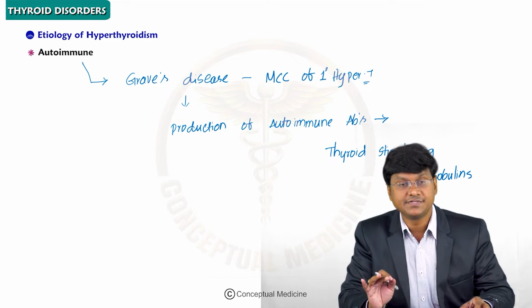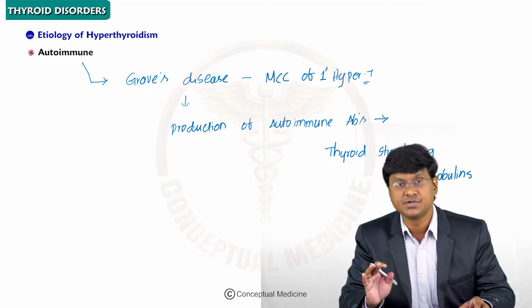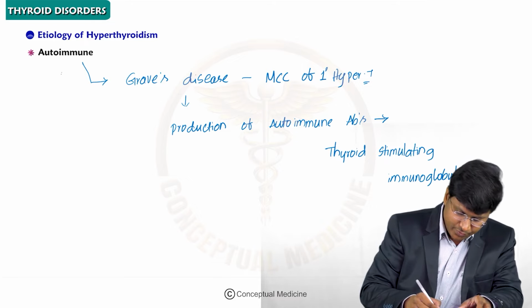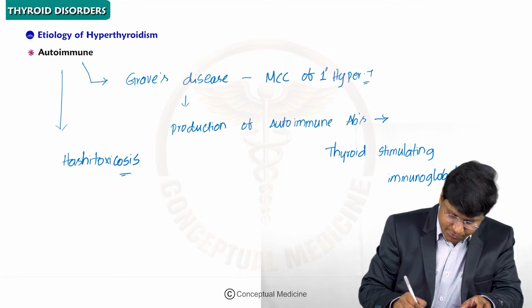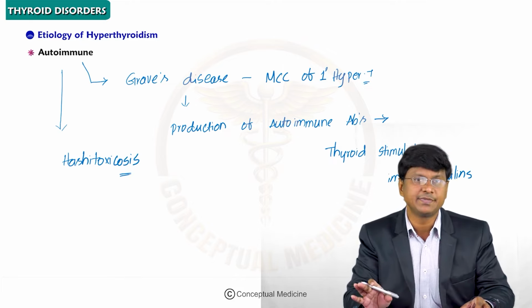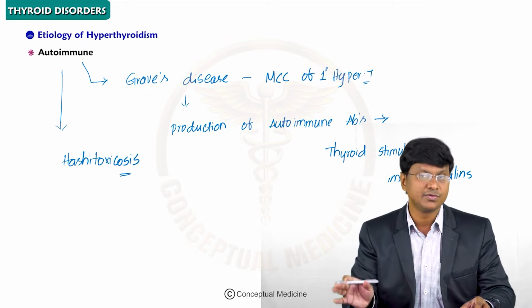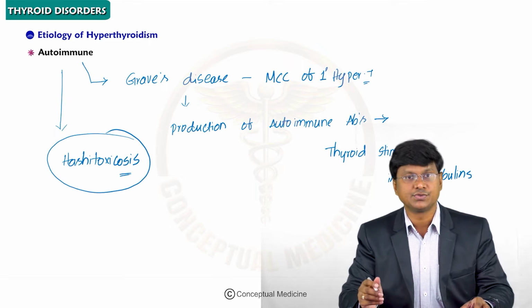So Graves' disease is an autoimmune condition which will cause hyperthyroidism, and it is the most common cause for hyperthyroidism. And one more autoimmune condition which will cause hyperthyroidism is Hashimoto's, that is, Hashimoto's thyroiditis. In early stages, it will cause transient hyperthyroidism. For a short period of time, it will cause hyperthyroidism, followed by hypothyroidism. So that is what is called Hashimoto's.